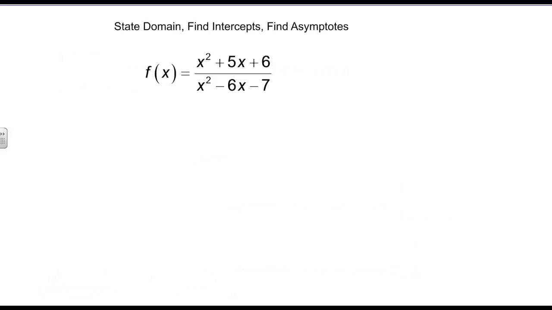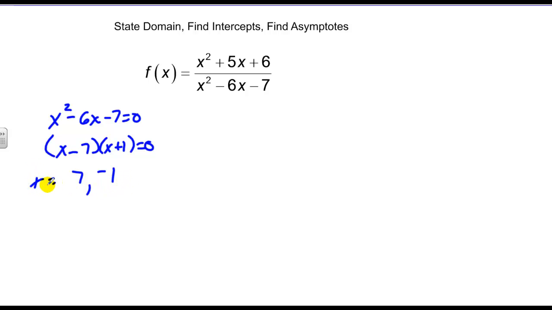Next, we're going to state the domain, find the intercepts, and find the asymptotes. So we should be able to do that. The domain is going to be found by taking and factoring the denominator, setting it equal to 0. So I've got x minus 7, x plus 1. So I get 7 and negative 1. X is not equal to those. Intercepts, again, set the numerator to 0. X plus 3, x plus 2, so negative 2 and negative 3 are x-intercepts.